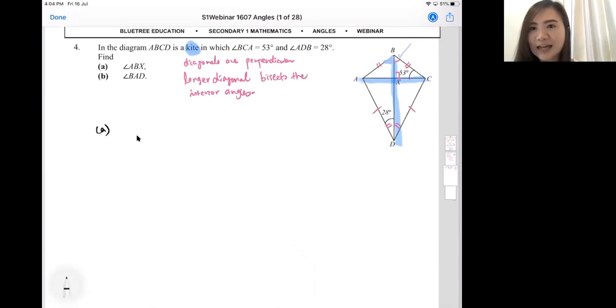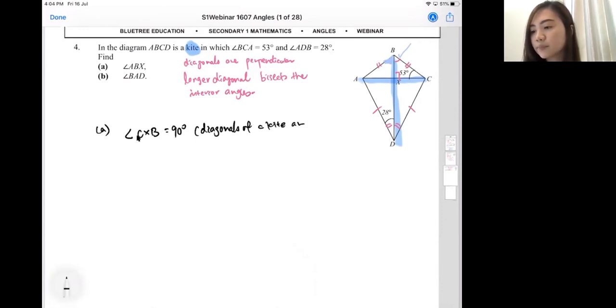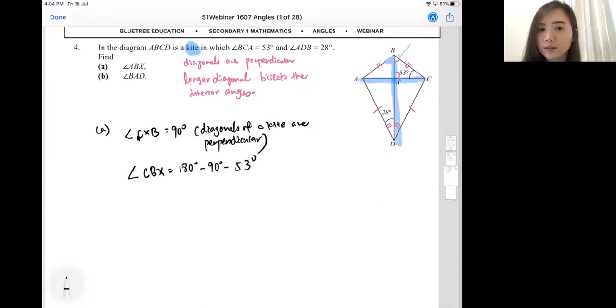We have to state every property clearly, because we cannot just assume. CXB, we know this is 90. And how do we know that? Because diagonals of a kite are perpendicular. This is the related property. After we have stated that this is 90 degrees, we can go on and say that CBX is 180 minus 90 minus 53, which is 37, because we use the angle sum of triangle.